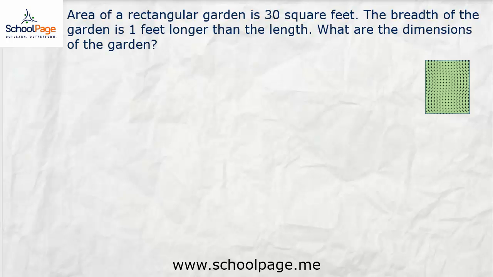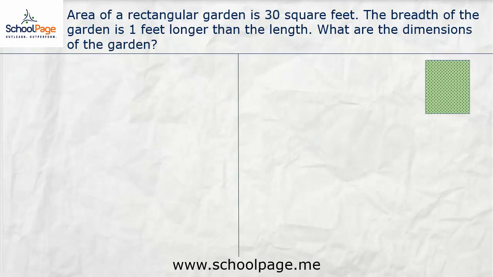Let us take a real life example where the area of a rectangular garden is 30 square feet. The breadth of the garden is 1 foot longer than the length. We have to find the dimensions of the garden.